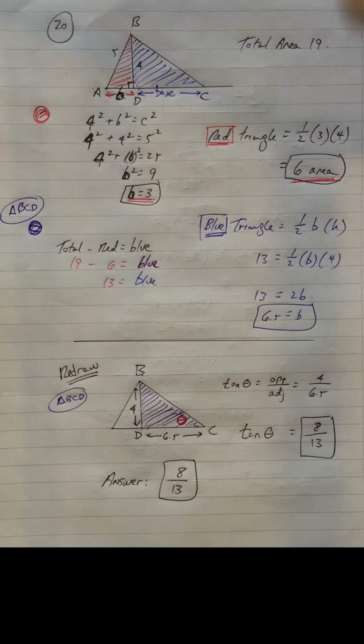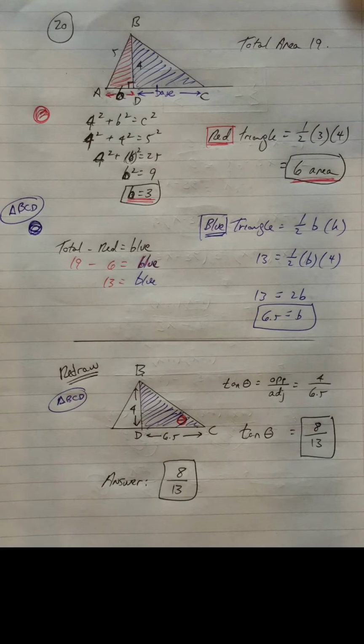Now we can compute the area. The area of the red triangle is a half times 3 times the height 4. So the area of the red space is 6. Since we're told that the total area is 19, before we go to the blue triangle, let's take the total area 19 minus the red triangle, and we know that the blue triangle must have an area of 13. Then, again using the triangle formula, 13 equals a half times the base times the same height 4. So then we get 13 equals 2b, and 6.5 equals the other base.